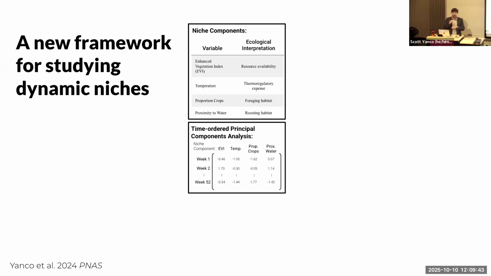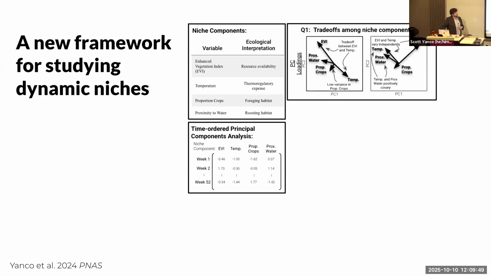By preserving that time order, you get to do a couple of new things with this PCA that we thought were pretty cool. The first one is ask if there are trade-offs among the niche components, which is something that's not typically thought about. So it might be that when you go to access one resource, you're actually giving up another. We know this to be true from case studies, right?